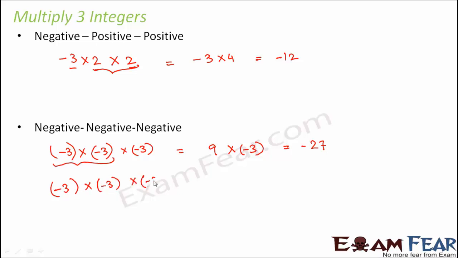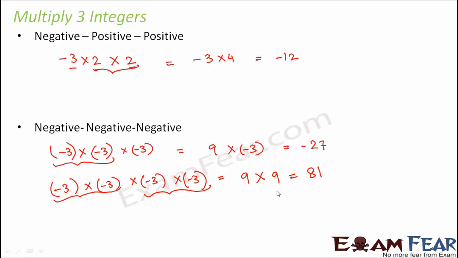Now let us say that in case we have 4 integers, all of them are negative, something like this, minus 3, and one more minus 3. So what happens in this case? Let us follow the same process here. Minus 3 into minus 3 would be 9. Again minus 3 into minus 3 would be 9. So this would be 81.